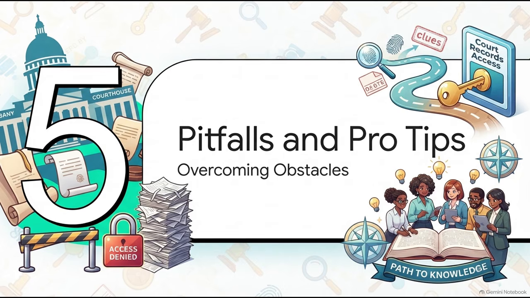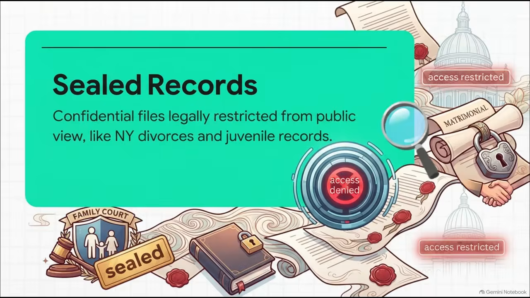Section 5. Pitfalls and Pro Tips. Overcoming Research Obstacles. So the crucial point here is, you aren't going to find everything. State laws strictly protect sensitive family and juvenile records from public portals. A perfect example is New York matrimonial or divorce records. These are sealed by state law and are strictly accessible only to the parties involved or their attorneys. The absolute most a third party can get is a $5 certificate of disposition that basically just confirms a divorce happened without revealing any of the settlement details.